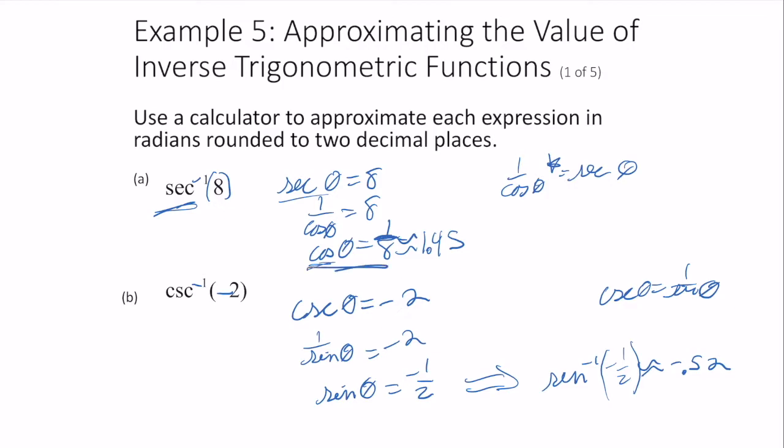It's important to note that I did skip a step here, right? In order to figure out our theta for the previous example, we have to rewrite this as arc cosine of 1/8, which gives me my theta, which I calculated to be 1.45. Sorry about that.